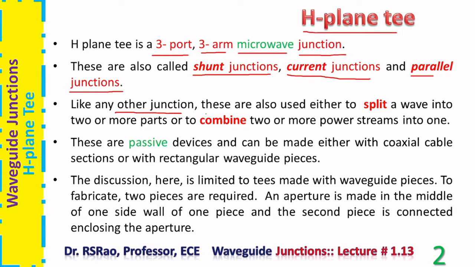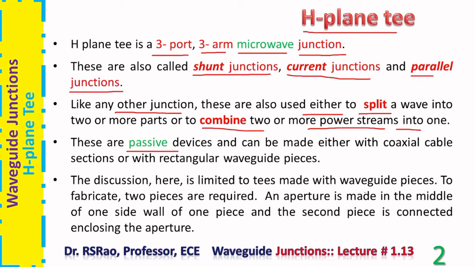Like any other junction, these are also used either to split a wave into two or more parts or to combine two or more power streams into one. These are passive, these are linear. As already mentioned, you can make them either with coaxial cable pieces or with rectangular waveguide pieces. But here our focus is on the waveguide version.